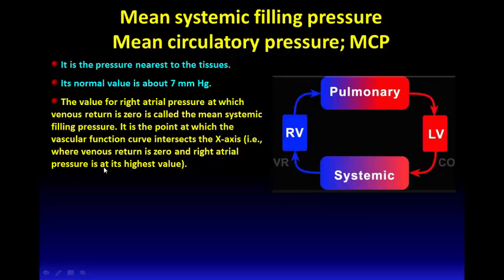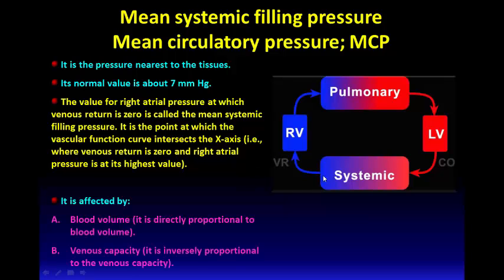In other words, it is the value where the venous return is 0 and the right atrial pressure is at its highest value, and no pressure gradient is thus present between the venous pressure nearest to the tissues and the venous pressure nearest to the heart. We will describe the venous pressure curve, the vascular function curve, in more detail in the subsequent slide. The mean systemic filling pressure is affected by two important factors.